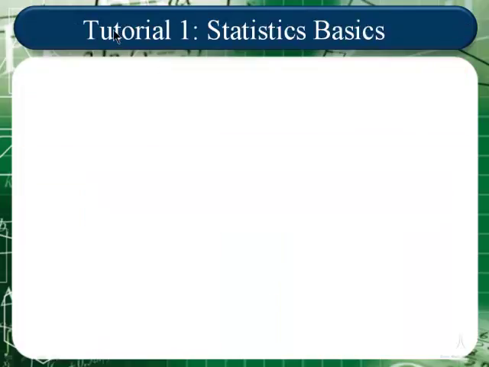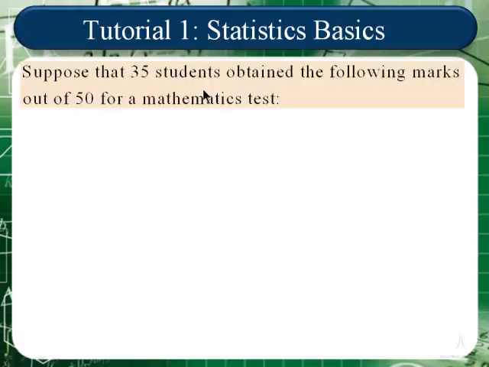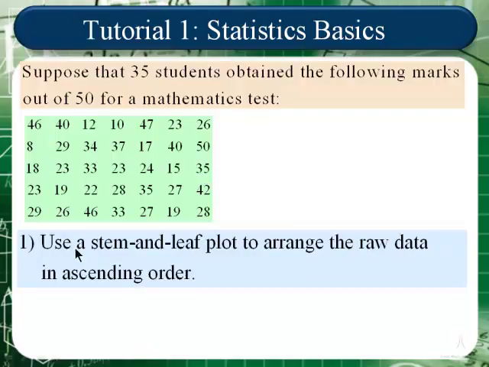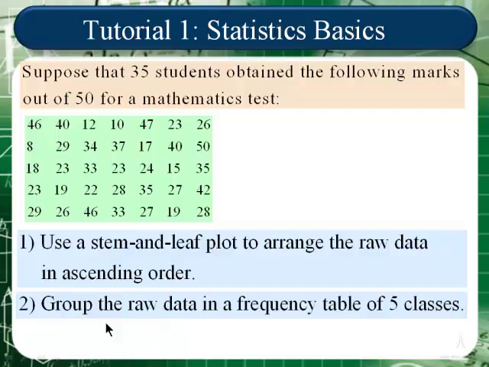We're now in a position to tackle tutorial 1, which deals with statistics basics. Suppose that 35 students obtain the following marks out of 50 for a mathematics test. And here are the marks, not arranged in any particular order. The first question is that you need to use a stem and leaf plot to arrange the raw data in ascending order, and then group the raw data in a frequency table of 5 classes.